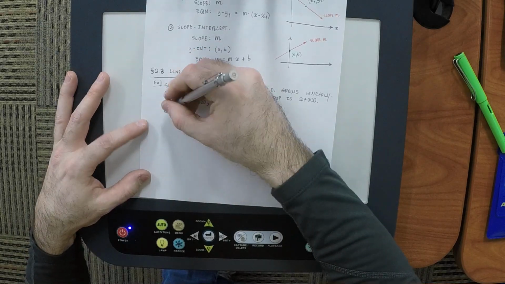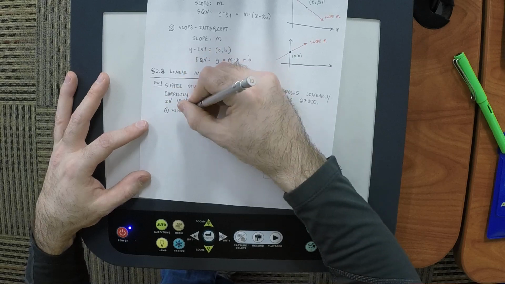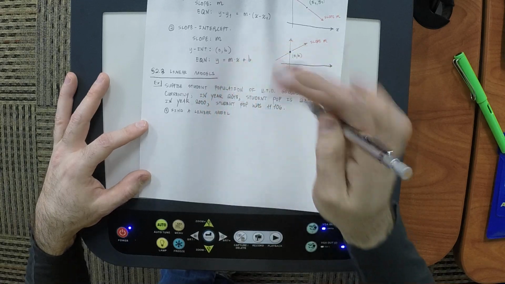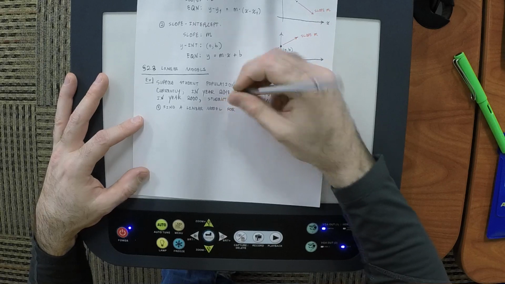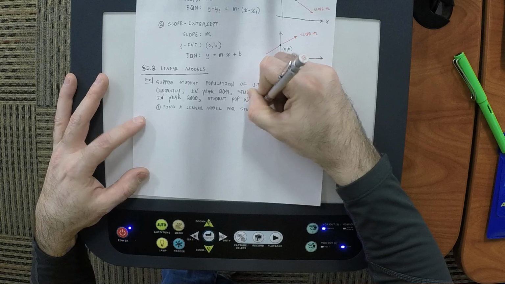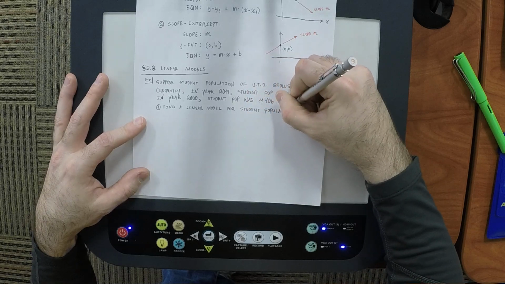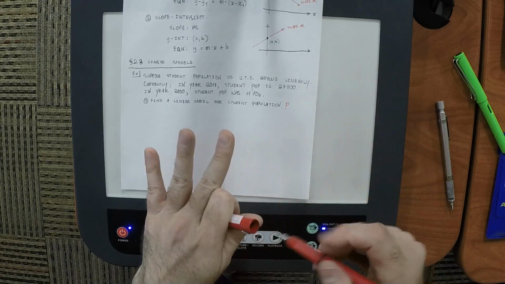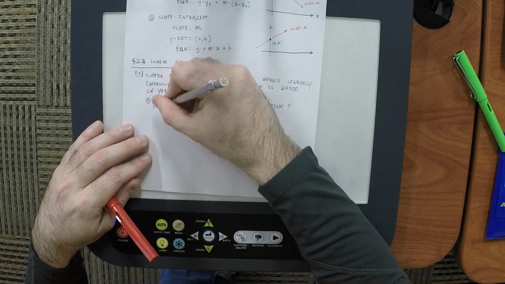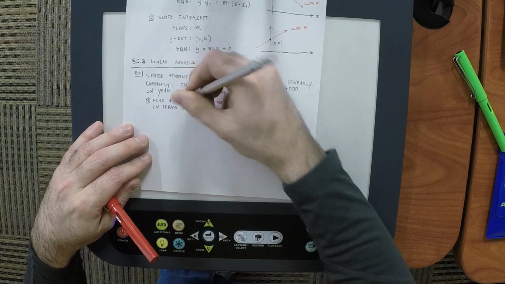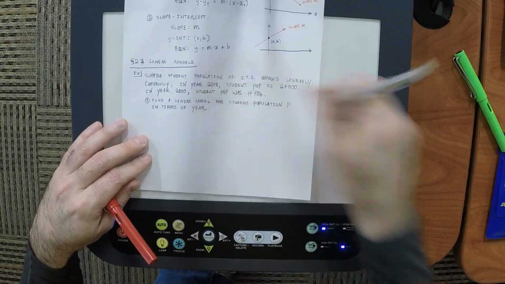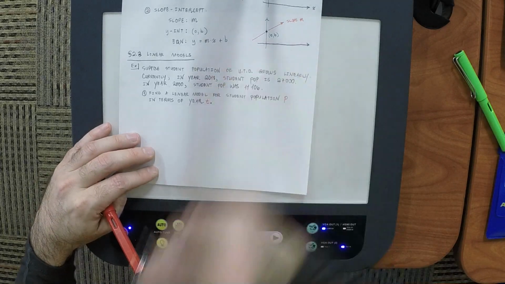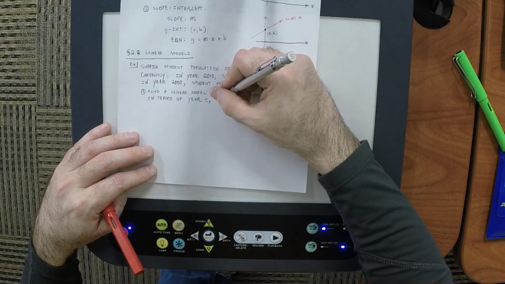So first request. Find a linear model for student population in variable p in terms of year t. I want you, when you find that linear model, to solve for p.